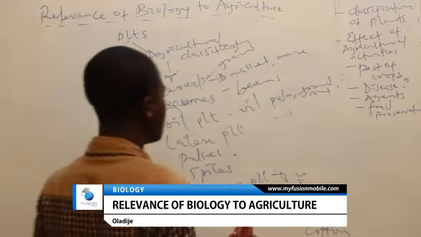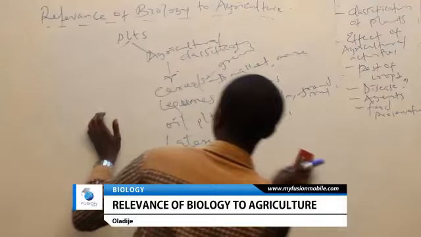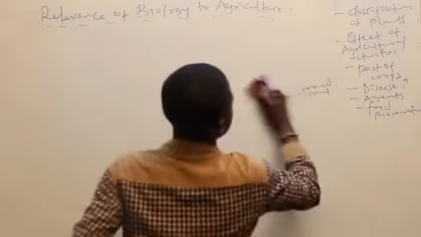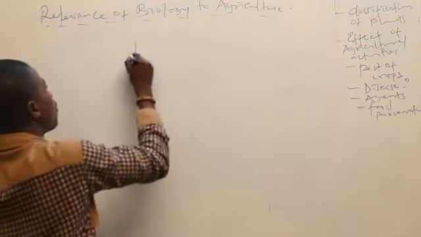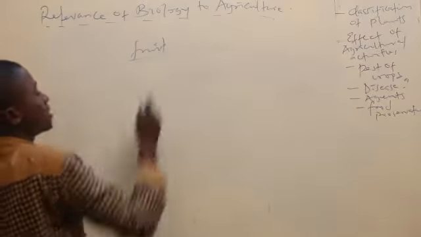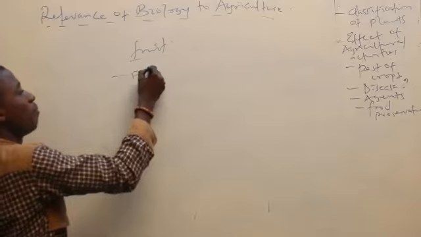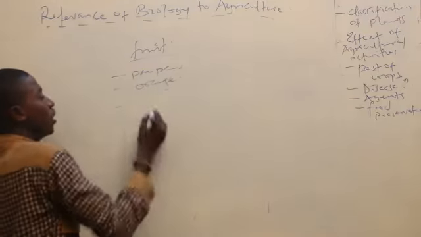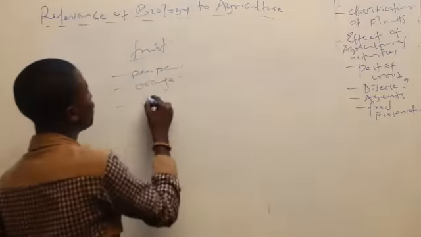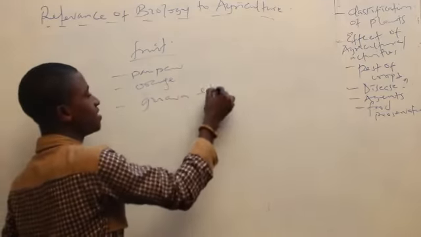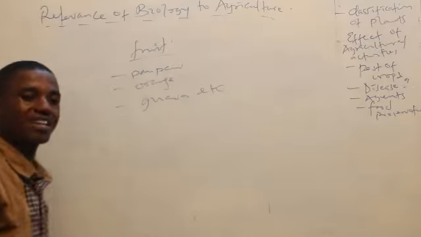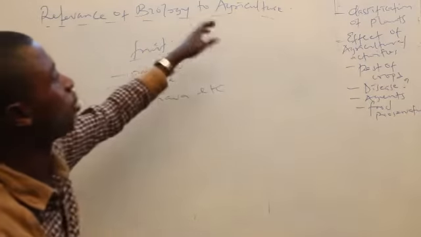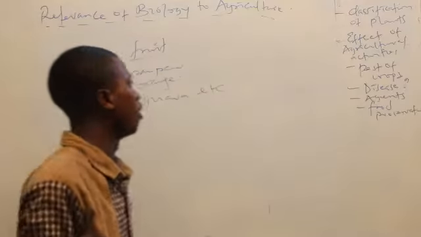Okay, lastly, I will talk about fruit. We have what we call fruit. Examples of fruit are pawpaw, orange, guava, etc. All these supply the body with vitamins. So those are the things you need to know under agricultural classification of plants.